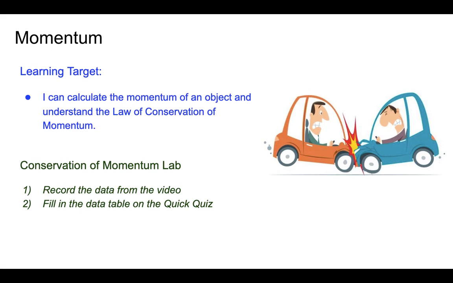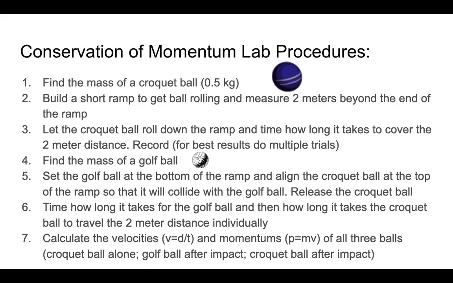We're going to do a little lab to pull this all together. The lab is going to be done for you because we don't want to run into a situation where people don't have croquet balls and golf balls and so forth. We're going to take a croquet ball and roll it down a short ramp and time how long it takes to cover 2 meters. Then we're going to set up the same scenario, except we're going to put a golf ball at the bottom of the ramp.